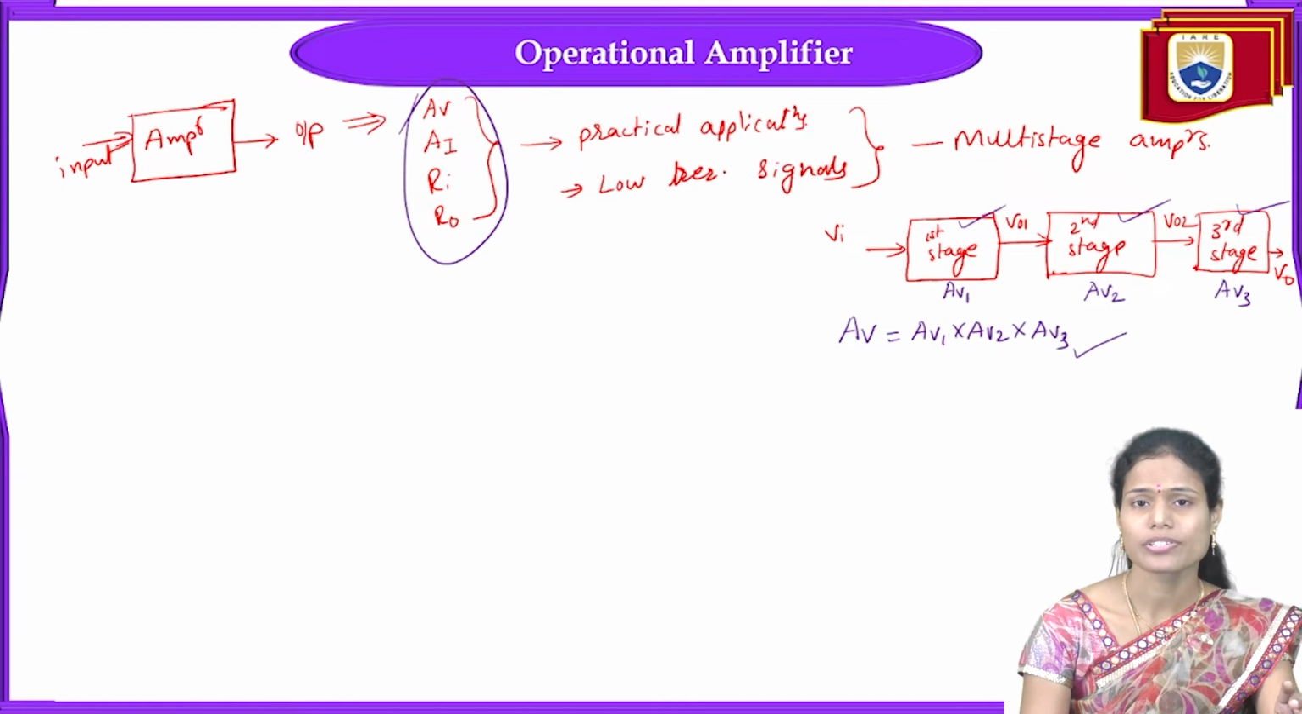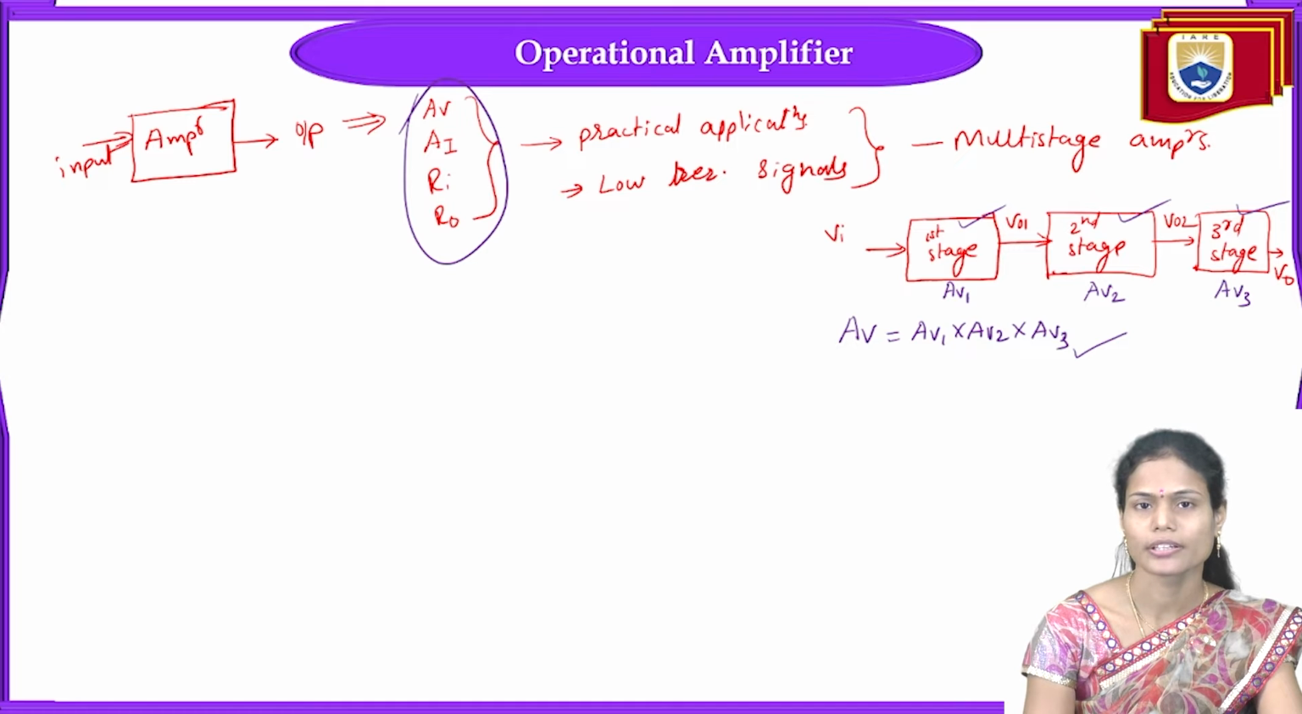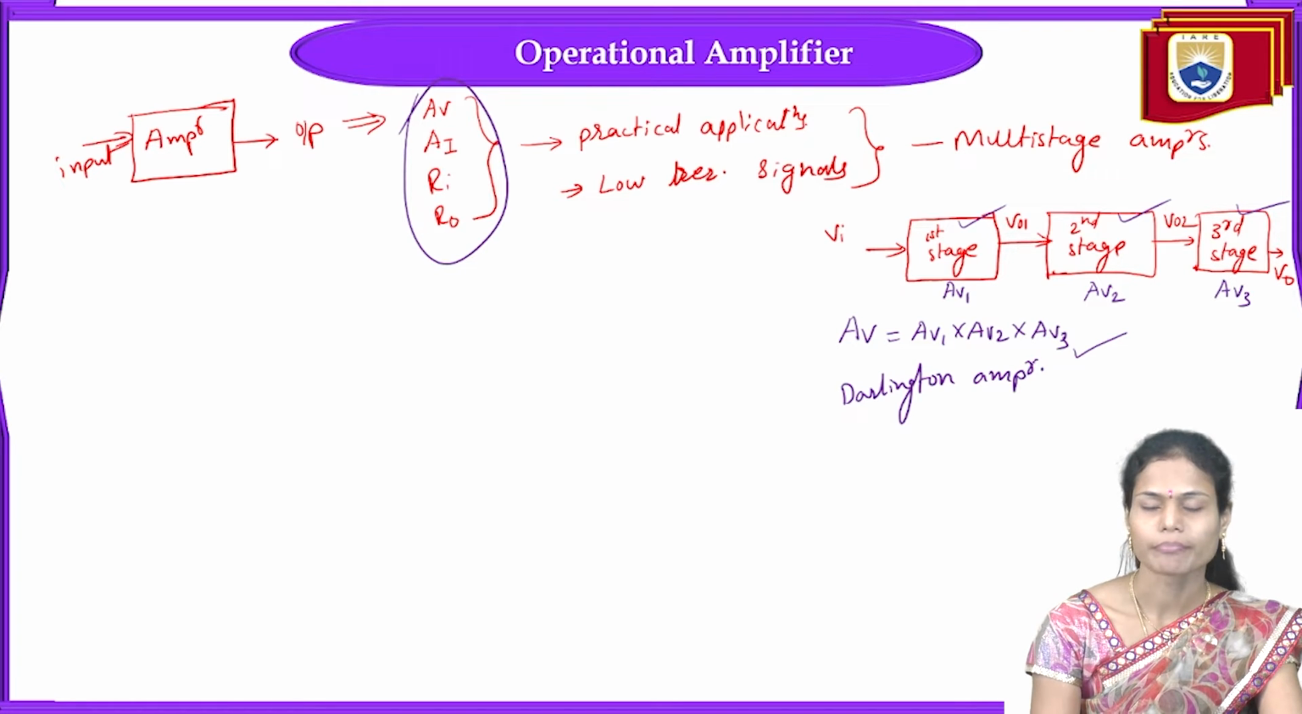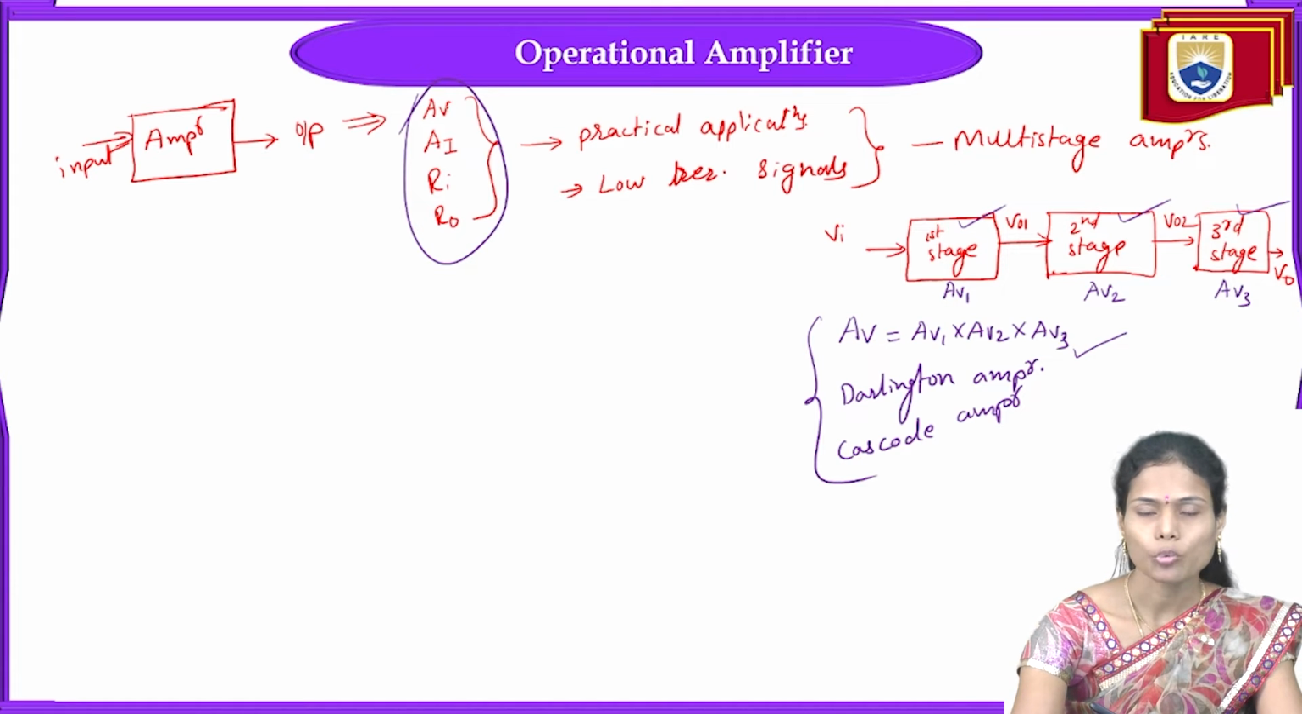That is nothing but one stage is the common emitter stage and the second stage is the common base stage. In that way also we can perform it, so that we can make the Darlington amplifier. And in one more case, we can take common emitter and common collector, so that we can get the cascade amplifier here.